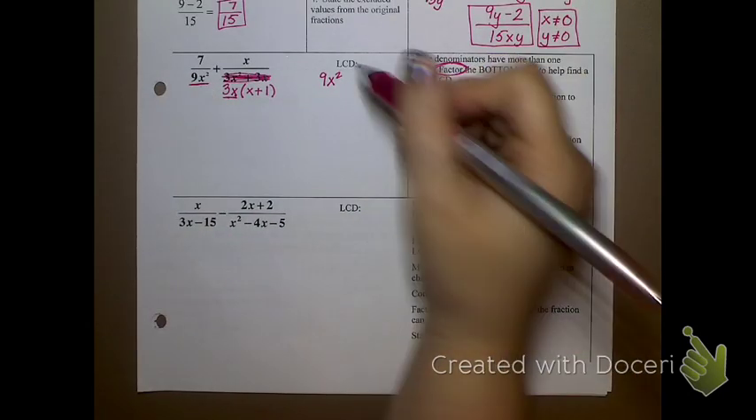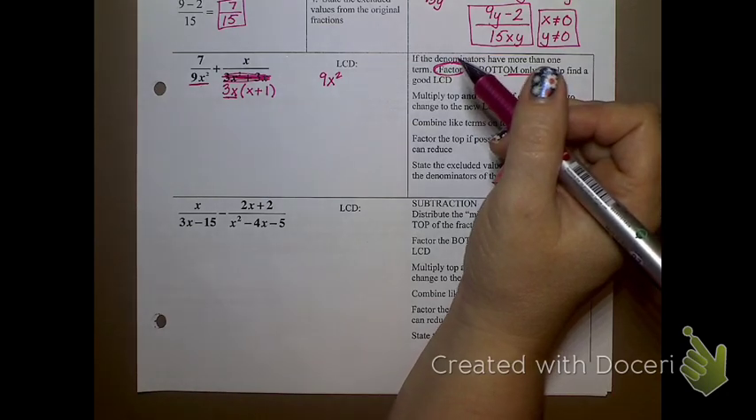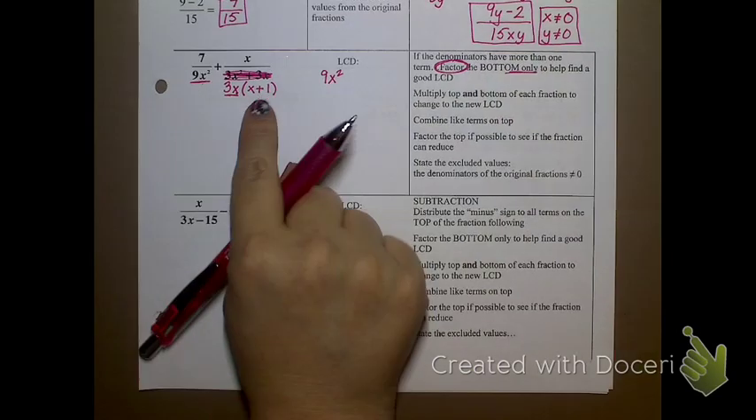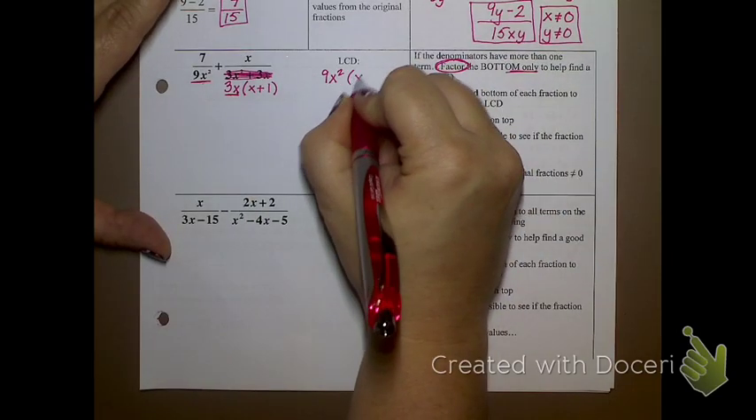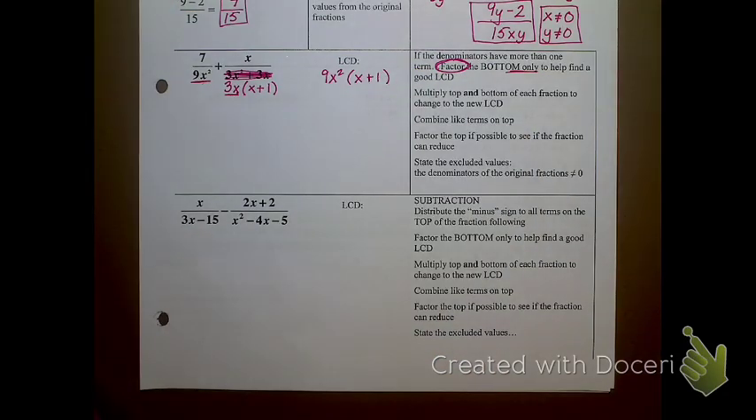Now, parentheses. Every parentheses represented must be in my LCD. So thankfully, there's only one parentheses represented right here. That's the one that's got to go into my LCD. So that's what my LCD is going to be.